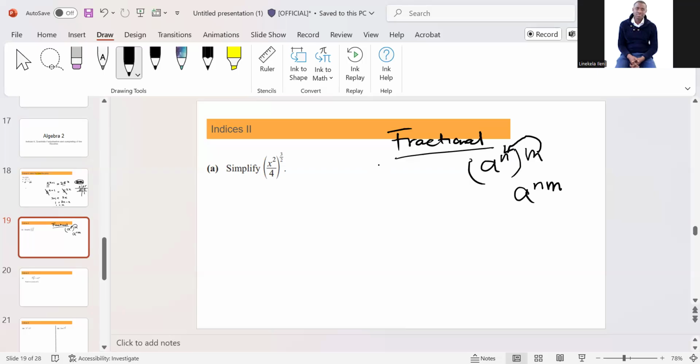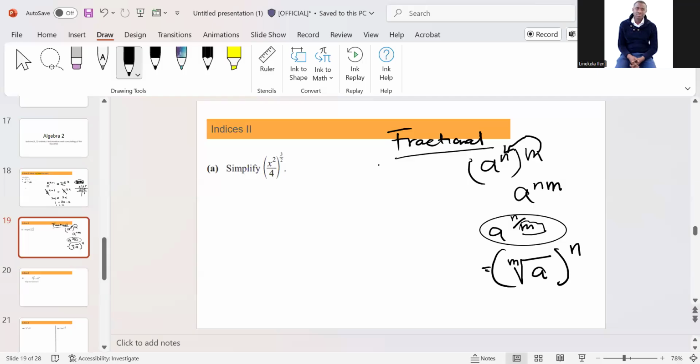But what if I have the following then? A to the power of n over m. This is a fractional index. Now, fractional index is literally just a root. So this here becomes the base of the root, and this will become the outside of the root. So if I was to simplify this, I would take the root of a, where I'll put m on the outside, and then n, like so. This is how we simplify this.